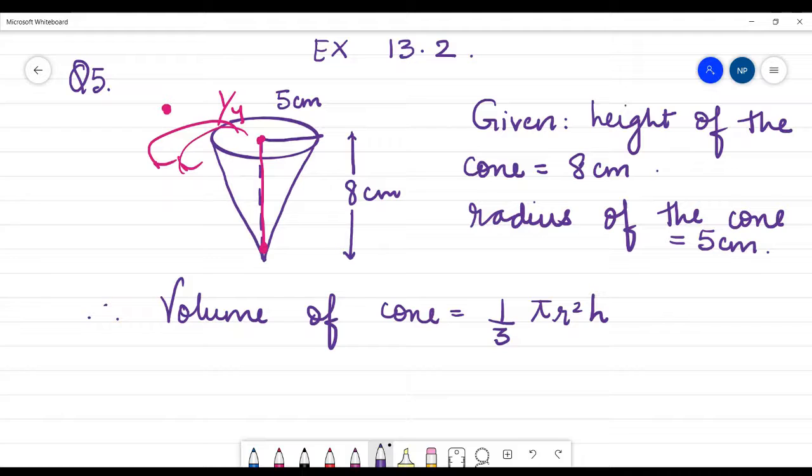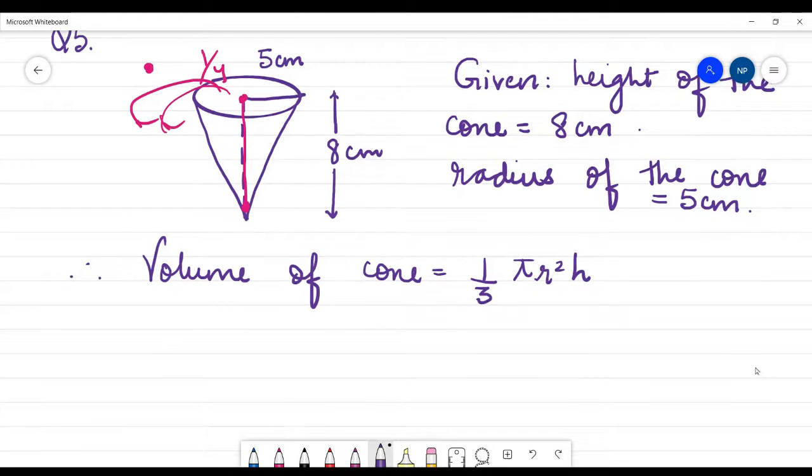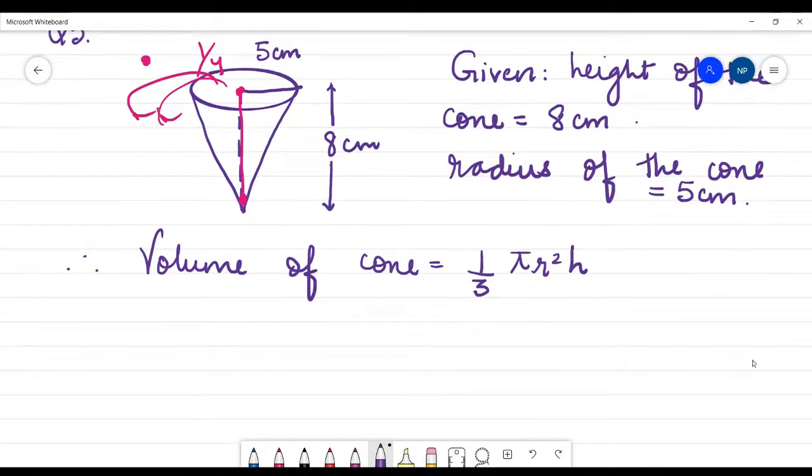We are going to find out the volume of the cone. After finding out the volume of the cone, we are going to find out the volume of one spherical lead shot. Then after that, we will continue with the rest of the solution. So from here, let's take out the volume of the cone, that is 1 by 3 pi r square.